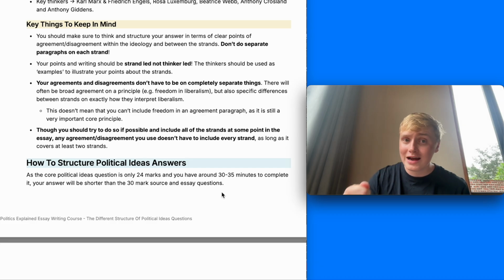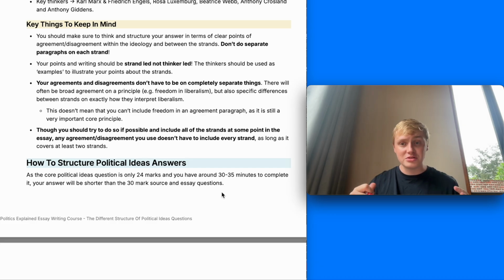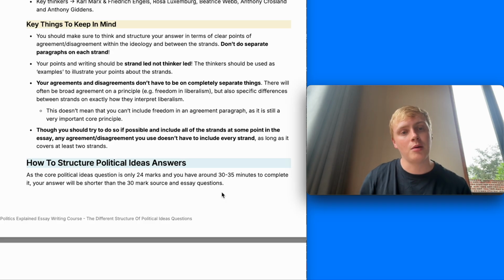Your points need to be strand-led, not thinker-led. So the disagreements are between the strands, not thinkers, and the agreements between the strands, not thinkers. The thinkers are then used as examples of the strands. That's a really important thing. The Edexcel exam would have come out very clearly and said.